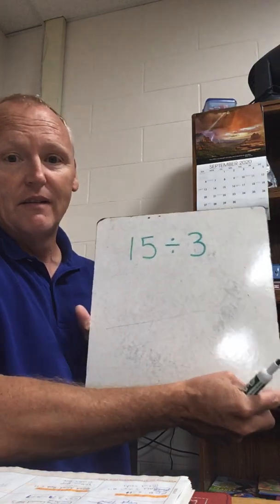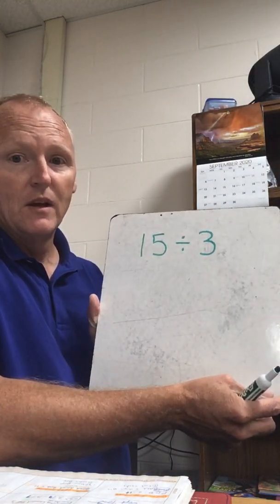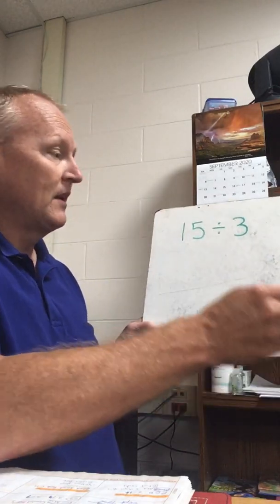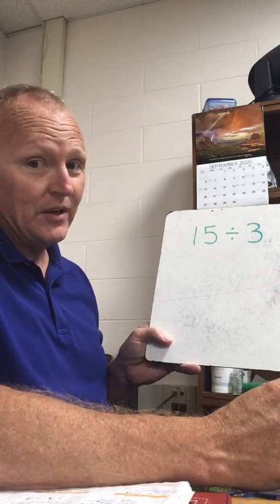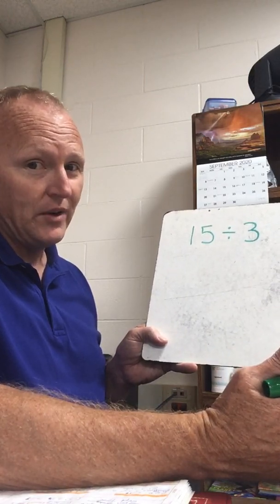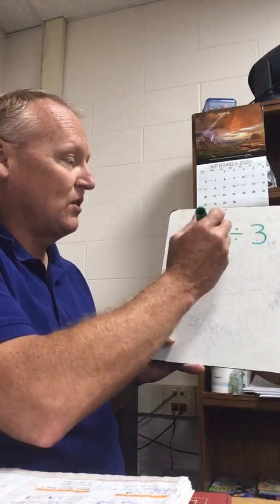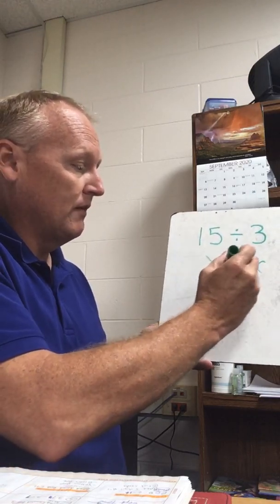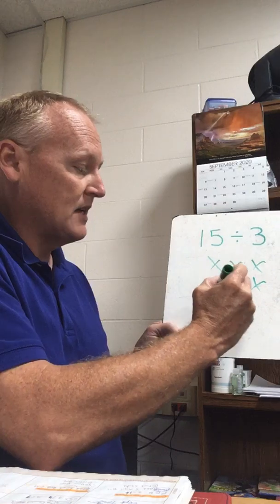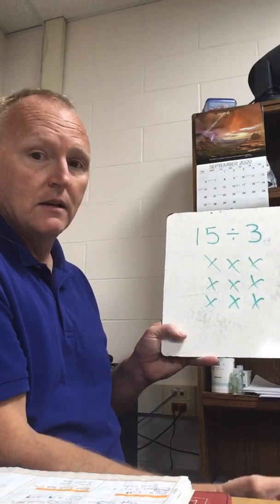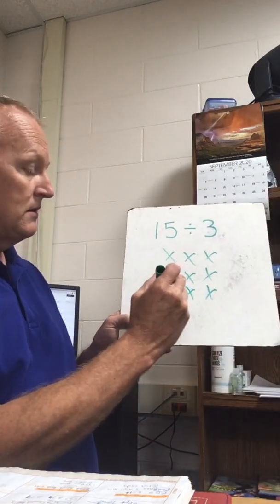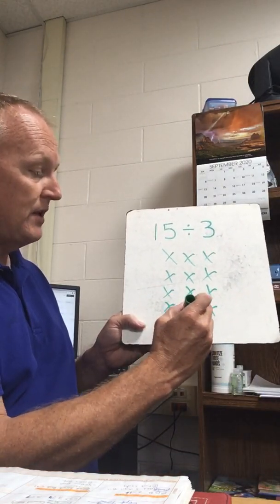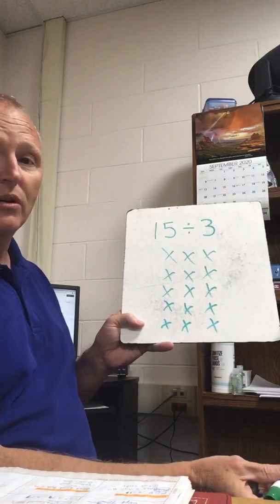But let's say you don't have division facts memorized. Let's say you have 15 divided by 3. Okay, one way you can solve this is by drawing 15 things. Now I know it's divided by 3, so why wouldn't I do it in rows of 3? That makes sense, right? So watch. 1, 2, 3, 4, 5, 6, 7, 8, 9, 10, 11, 12, 13, 14, 15. Now I circle my groups of 3.